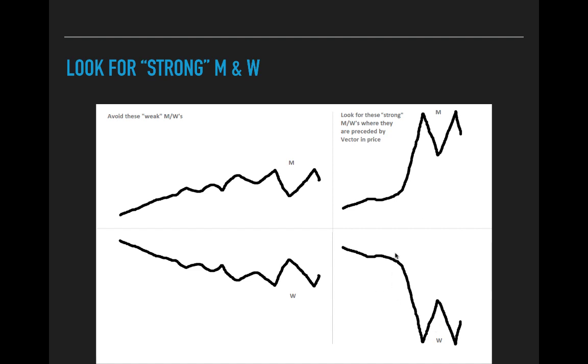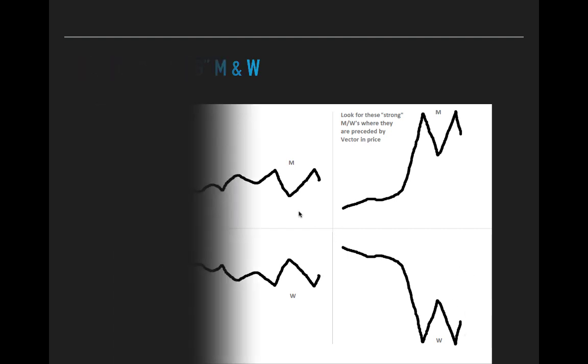Okay, where they have the fast move down or below to induce the traders to take the trade in the wrong direction, and then they whip it back. Right, that's what you're looking for. Okay, so look for the strong M's and W's on the charts.